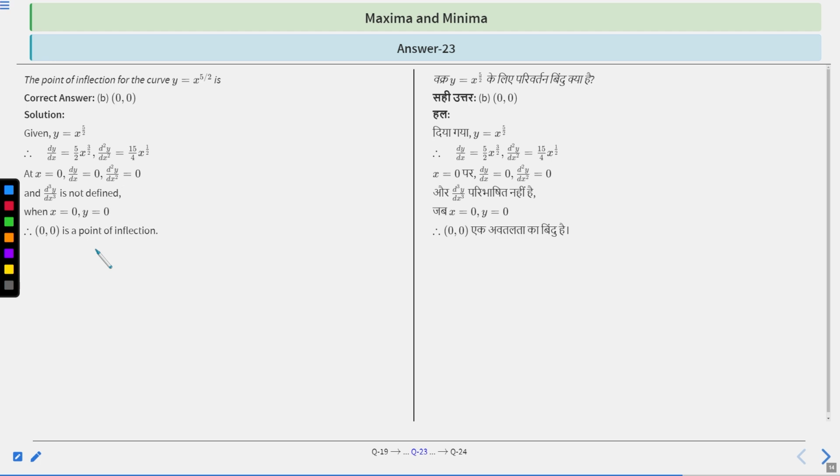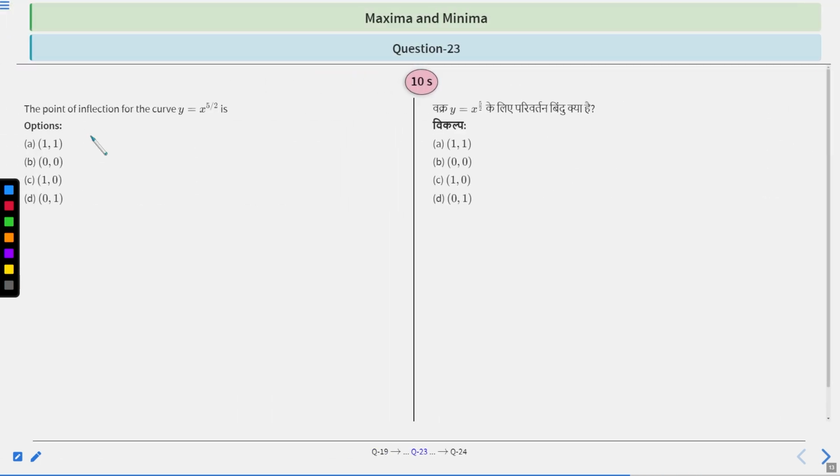Which is the condition of a point of inflection, right? Therefore x equal to 0 is the point of inflection, and when x equals 0, y is also equal to 0, right? Therefore (0, 0) is the point of inflection. Clear? So I think option B is the right choice. (0, 0) is the point of inflection. Okay, B is the right choice.